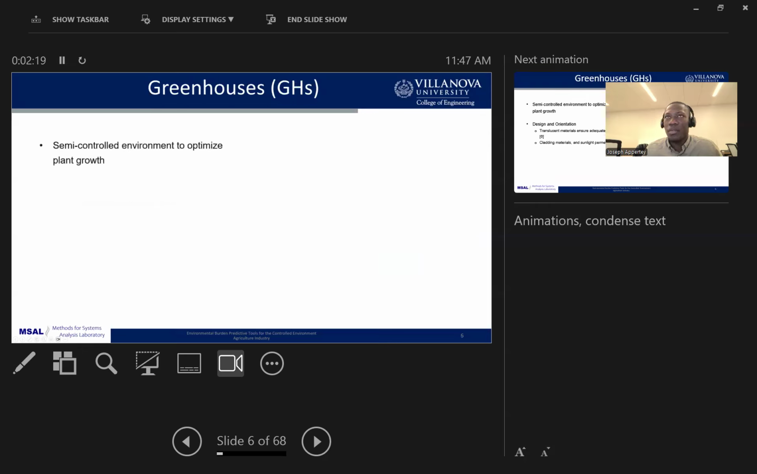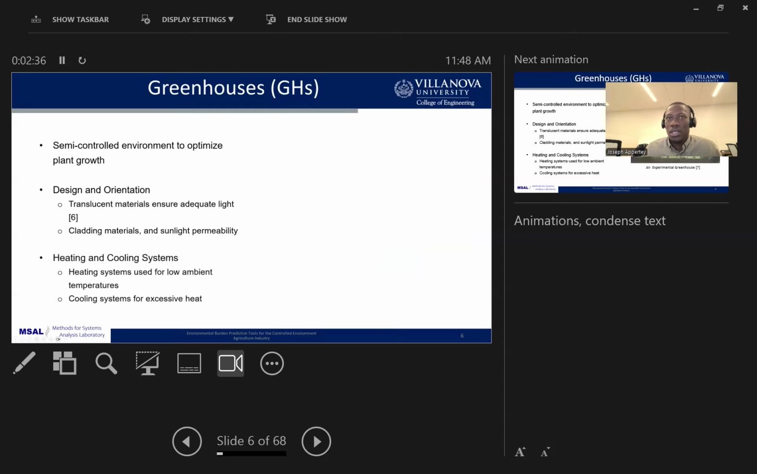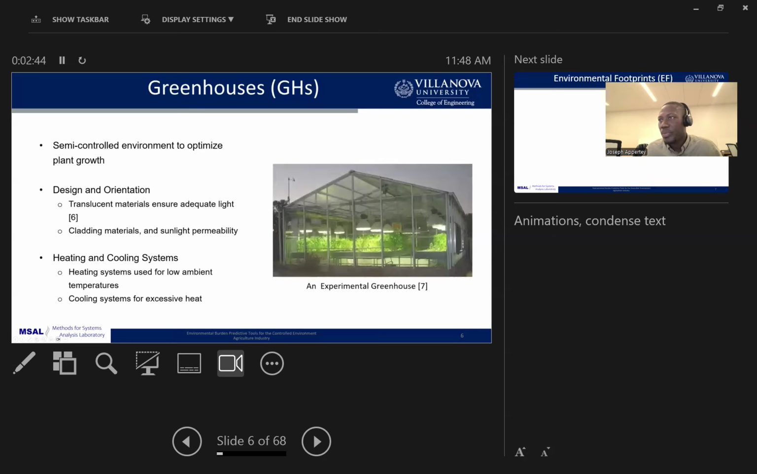of vertical farming. So the greenhouse is a semi-automated system which optimizes plant growth and is dependent on the system design and the orientation to allow enough sunlight for the plant growth. These systems also require heating for low ambient temperatures and cooling for excessive heat. An example of an experimental greenhouse is shown here.